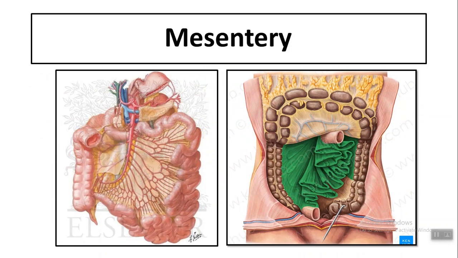How is it attached to the posterior abdominal wall? The jejunum and ileum are attached by the mesentery. This is the mesentery, which is a double fold of peritoneum attaching the small intestine to the posterior abdominal wall. Through this mesentery we can see how the blood vessels, arteries, veins and nerves will pass, and lymphatics will pass to the small intestine.